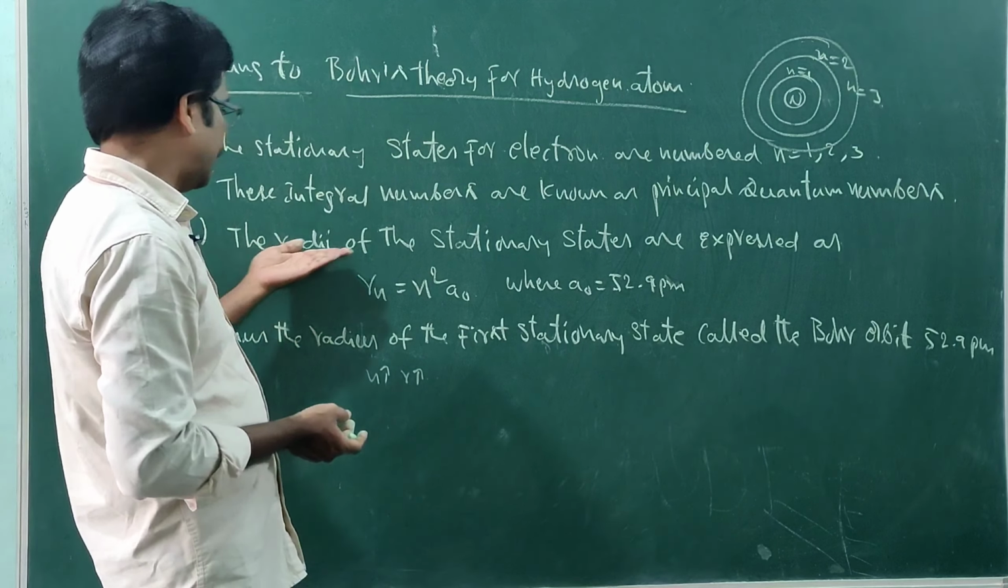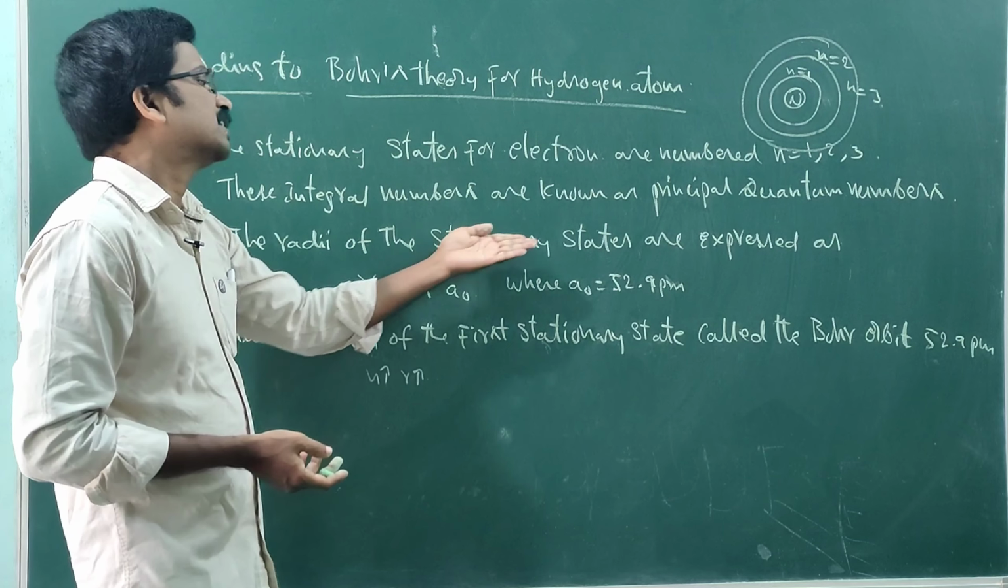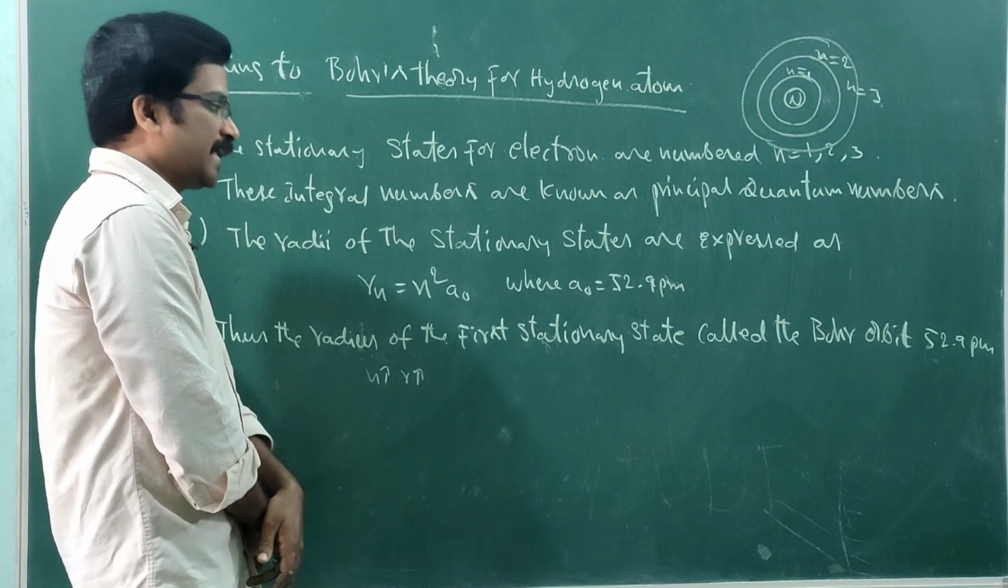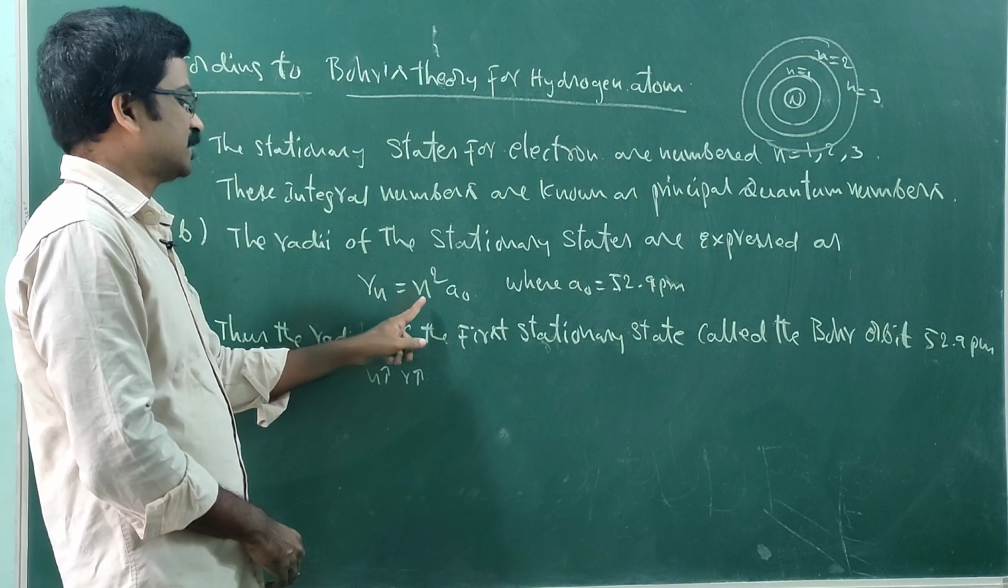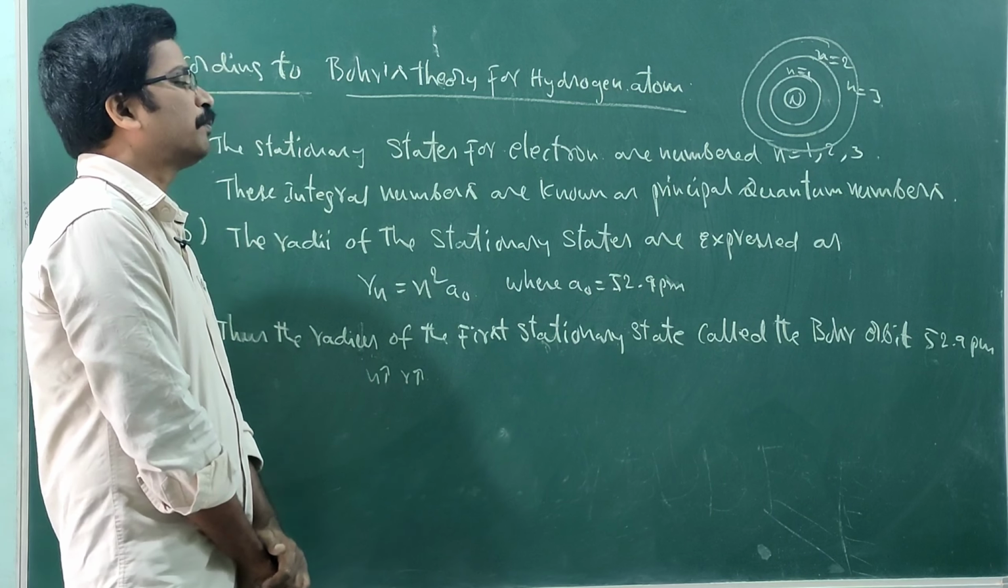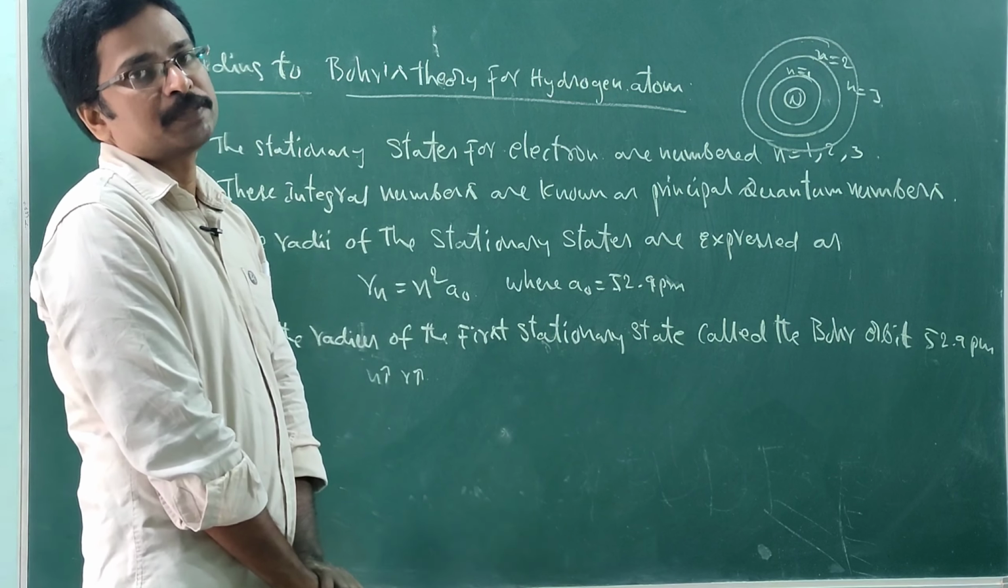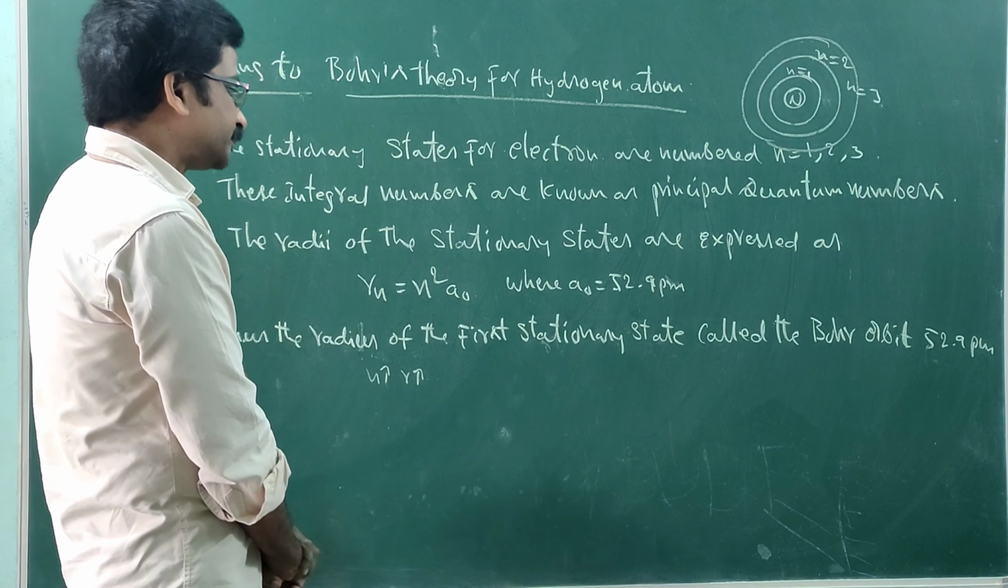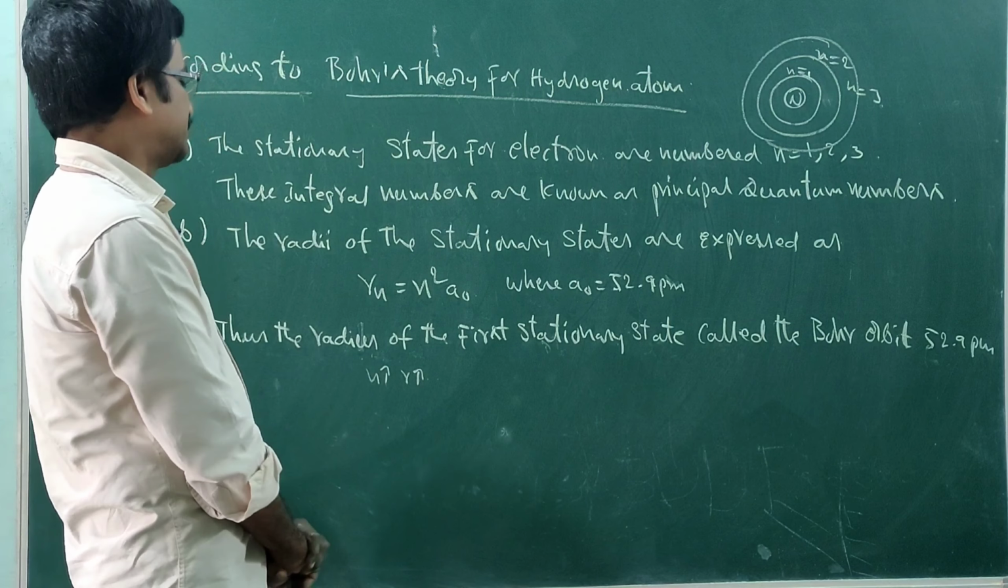Next, the radii of the stationary states are expressed as Rn is equal to n square A naught. The A naught value is 52.9 picometers. PM means picometers, the unit.